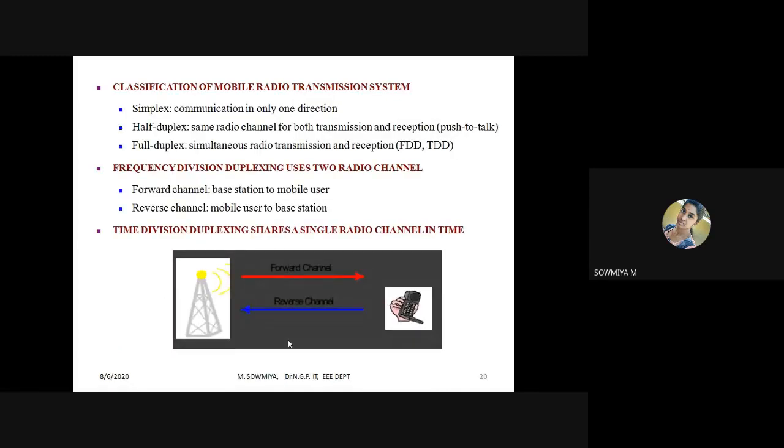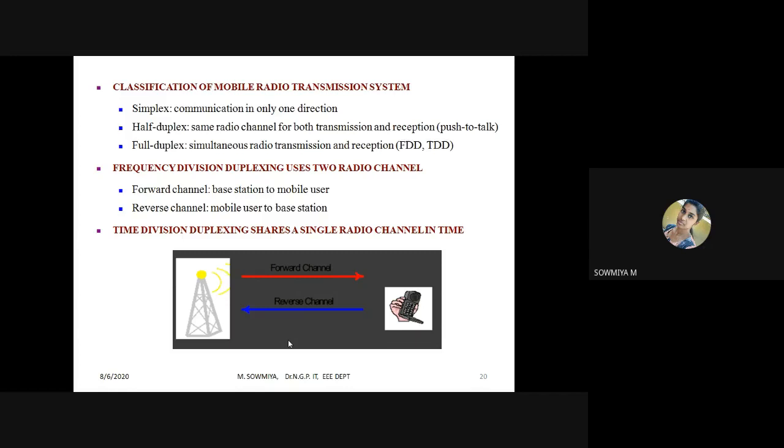Classifications of mobile radio transmission systems. In this slide, we can learn about the classifications of mobile radio transmission systems. They are basically classified into simplex, half duplex, and full duplex. Simplex is nothing but communication in only one direction. You can only receive the communication and you cannot talk back. Half duplex is where transmission and reception can both take place, but both take place over one radio channel. Full duplex is where we can both talk and receive, like mobile phones.